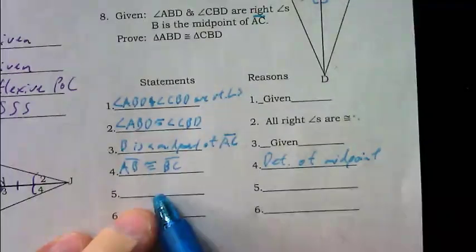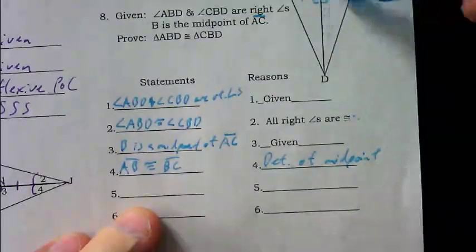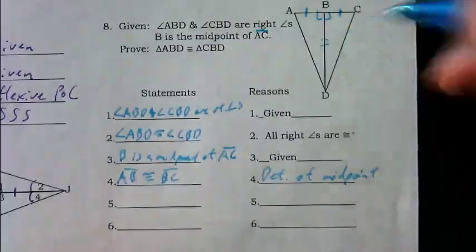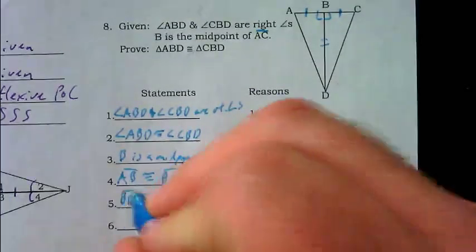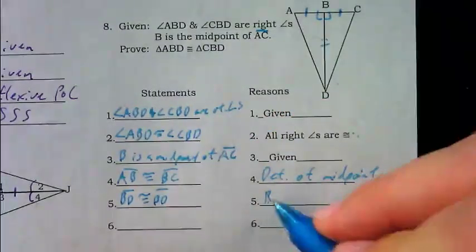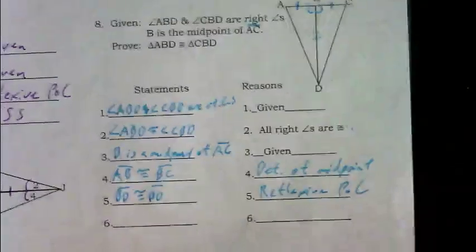So now, on number 5, we already have two parts marked as congruent here. We need a third piece. What's the third piece going to be? BD is congruent to itself. BD congruent to BD. Again, reflexive property of congruency.